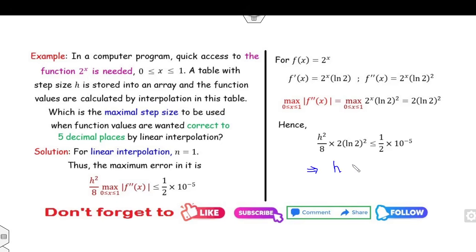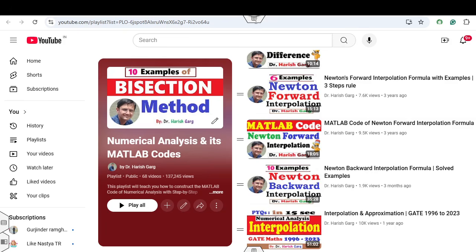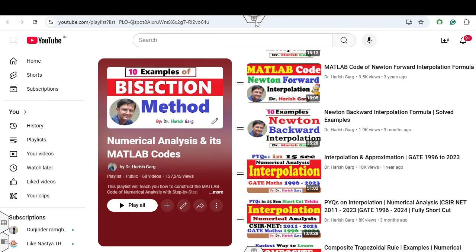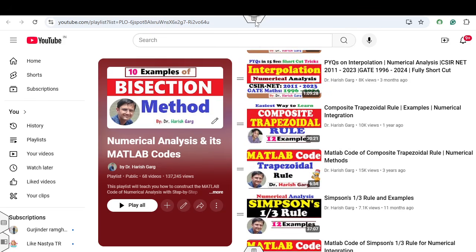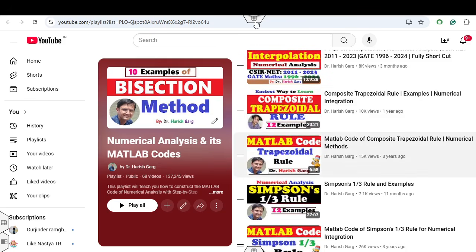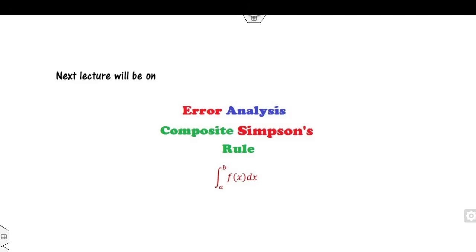So I think that's very simple. Now you can calculate the value of h by using this result. You can see that it's a very simple approach. You can solve all these error analysis problems, but make sure you follow this numerical analysis playlist so that you can get all these theory lectures with the help of several examples in an easy manner. You can also see we have discussed the trapezoidal, Simpson and other methods as well. We will discuss the error analysis in the composite Simpson rule in our next lecture.